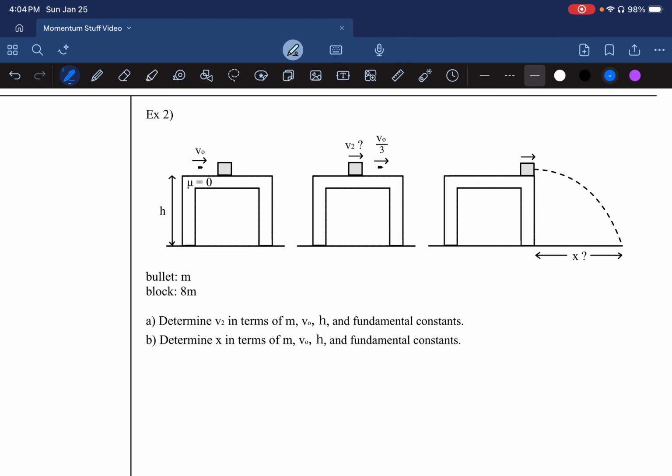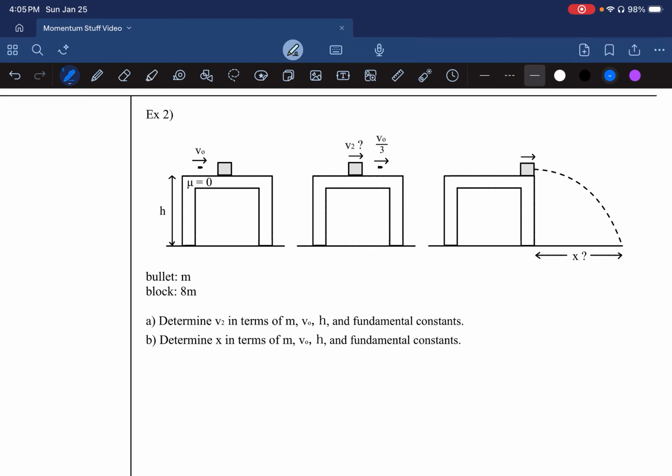Okay, we have a table. There's a block on the table that's not moving. A bullet is moving with speed v naught. The mass of the bullet is m. The mass of the block is 8m. There's no friction, and the table is height h. Okay, the bullet is going to collide with the block, but notice that the bullet does not get embedded. It goes through the block. On the other end, the bullet is moving with 1/3 of v naught, and we need to figure out what is v2, the velocity or speed of the block.